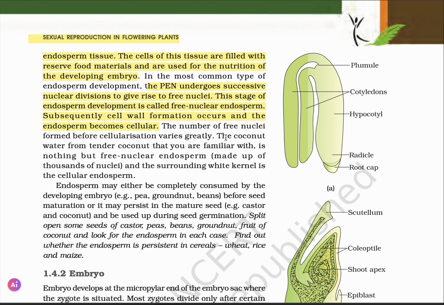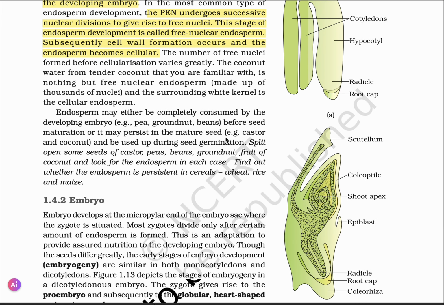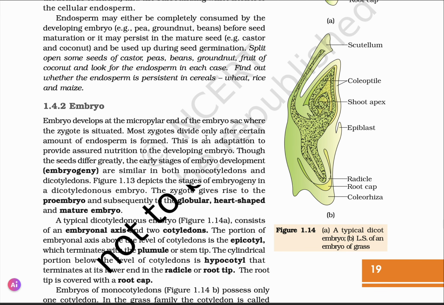The endosperm may either be completely consumed by the developing embryo, as in pea, groundnut, castor beans, or it may persist in the mature seed, as in castor and coconut, and could be used for seed germination as well. Then the embryo develops at the micropylar end of the embryo sac where the zygote is situated.